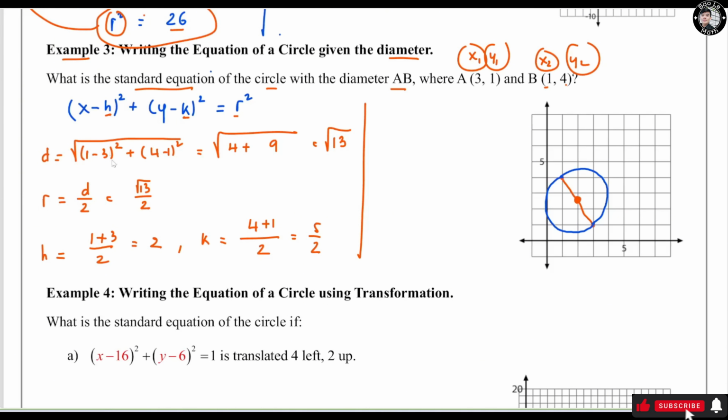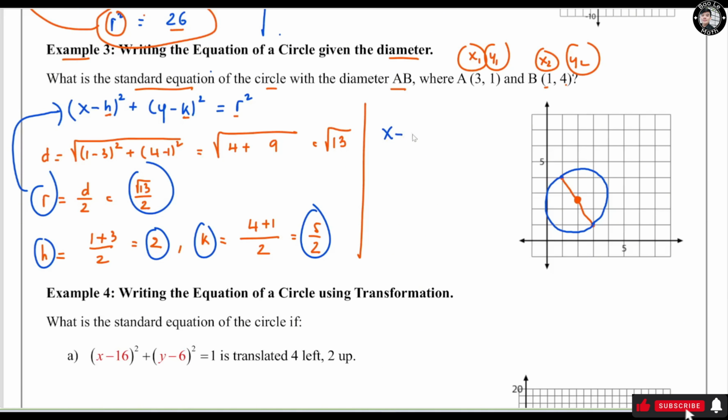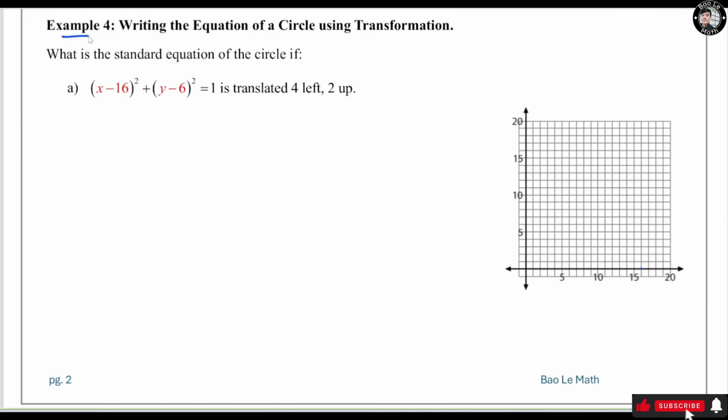So finally, we substitute 2 for h, 5 over 2 for k, and square root 13 over 2 for the radius back into the equation right here. So we have (x minus 2) squared plus (y minus 5 over 2) squared equals, this one squared equals 13 over 4, right?